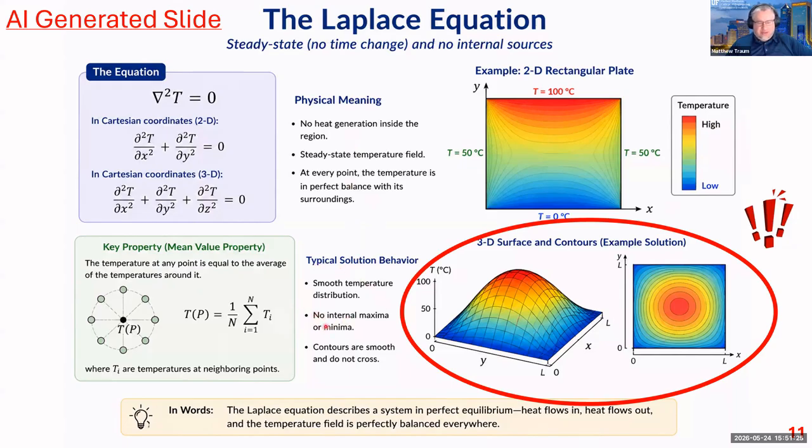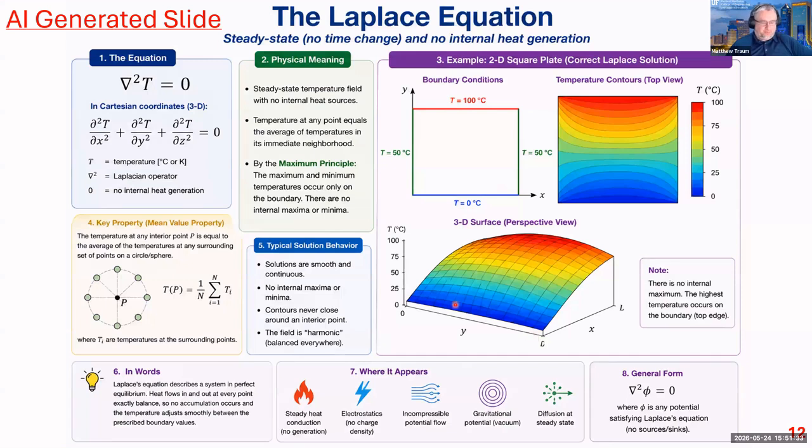So this is the slide that has a big mistake in it. No internal maxima or minimum, right? It actually said it correctly here, and then it drew the wrong picture. Pretty interesting. Anyway, contours never close around an interior point, and the field is balanced everywhere.